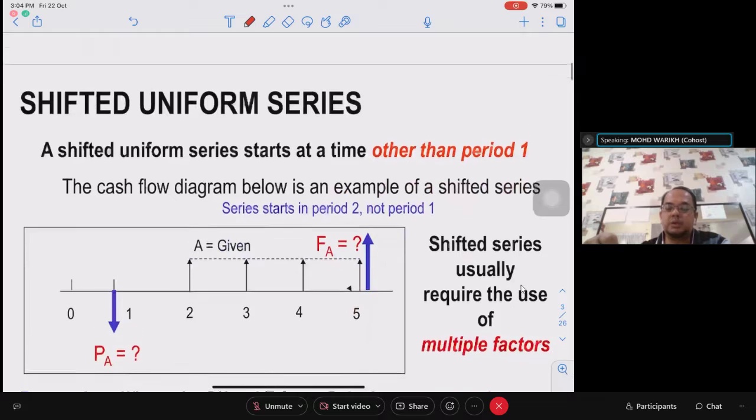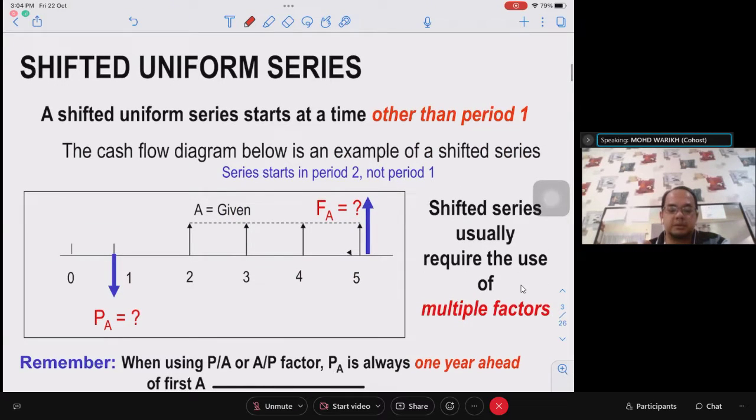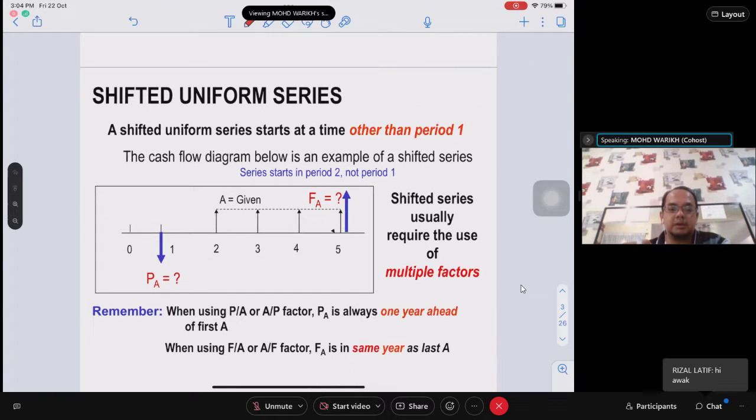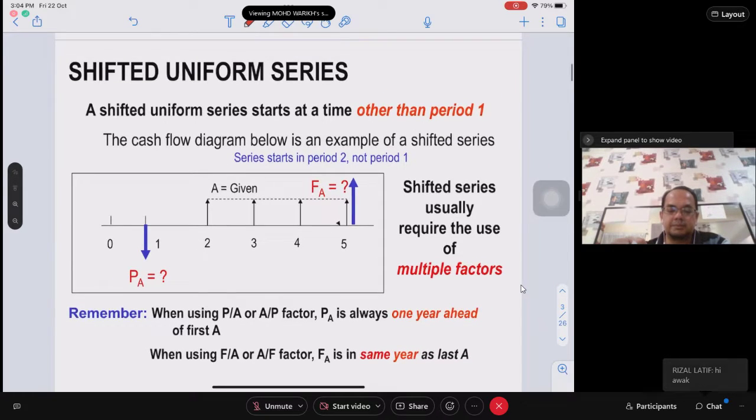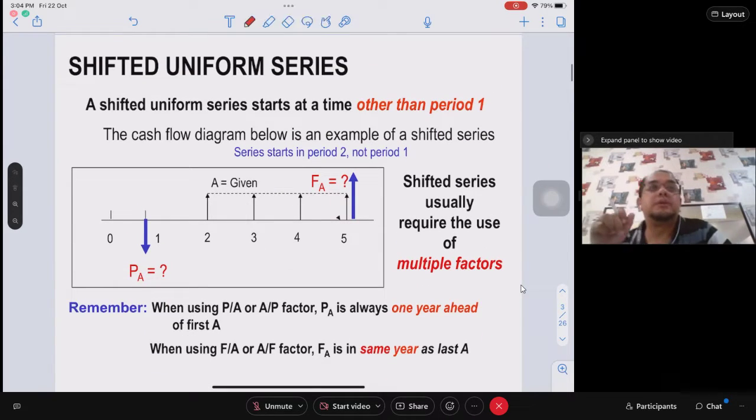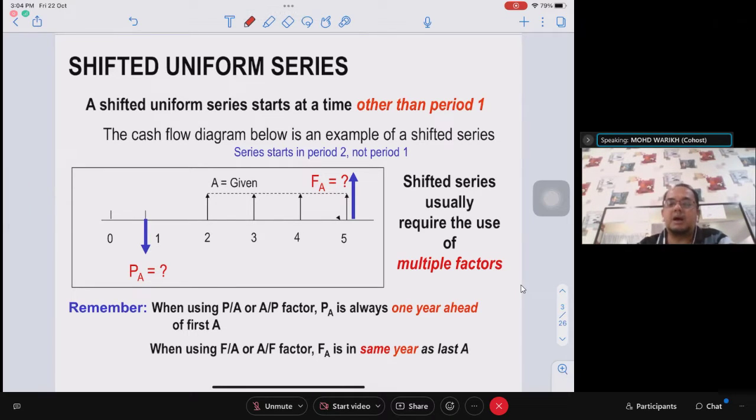Alright, so we go to a shifted uniform series, which starts at a time other than period. That means other than a year. The cash flow diagram below is an example of a shifted series.